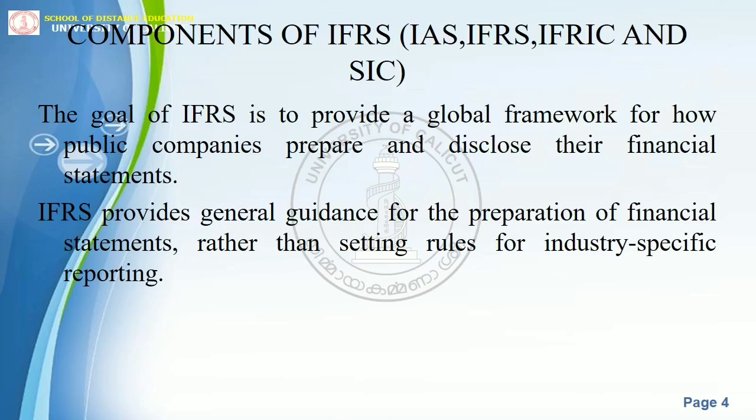Components of IFRS. The main goal of IFRS is to provide a global framework for how public companies should prepare and disclose their financial statements. IFRS provides general guidelines for the preparation of financial statements rather than setting rules for industry-specific reporting. It actually provides a borderline within which the entire framework of a public company should operate.